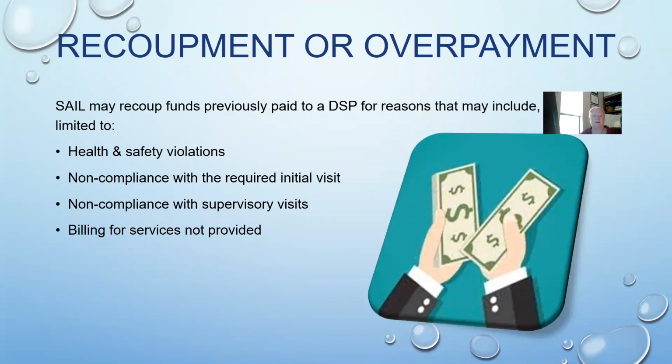Recoupment or overpayment. Cell may recoup funds previously paid to DSP for reasons that may include but are not limited to health and safety violations, non-compliance with the required initial visit, non-compliance with supervisory visits, billing for services not provided.